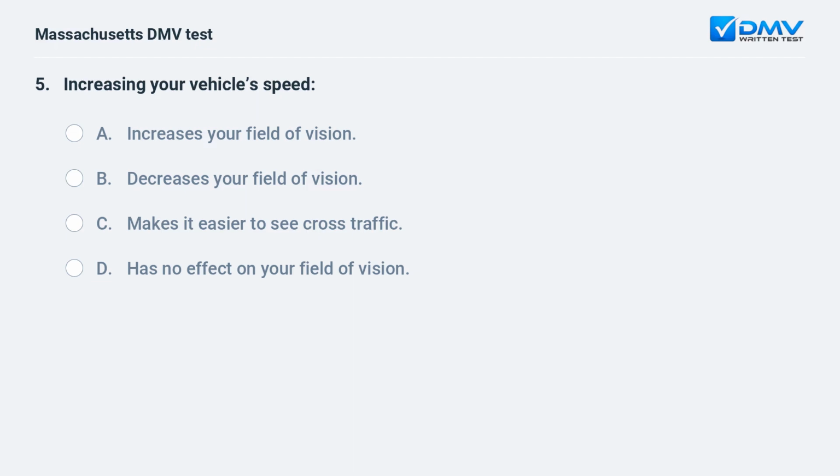Increasing your vehicle's speed: A. Increases your field of vision. B. Decreases your field of vision. C. Makes it easier to see cross traffic. D. Has no effect on your field of vision.